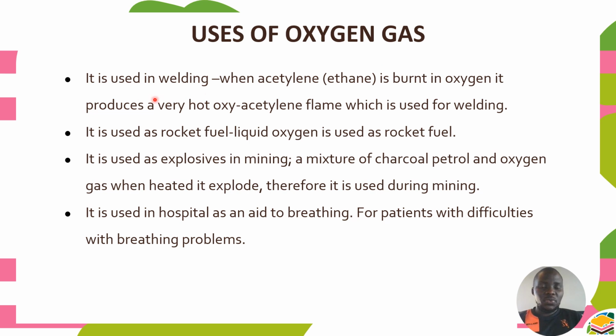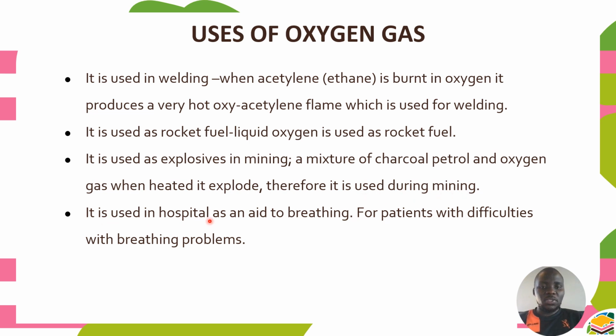So the first use of oxygen gas is that it can be used in welding. When acetylene or ethane is burned in oxygen, it produces a very hot acetylene flame, which is used for welding metals. It is used as a rocket fuel. Liquid oxygen is used as a rocket fuel. It is used as an explosive in mining. A mixture of charcoal, petrol, and oxygen gas, when heated, explodes. Therefore, it is used during mining.